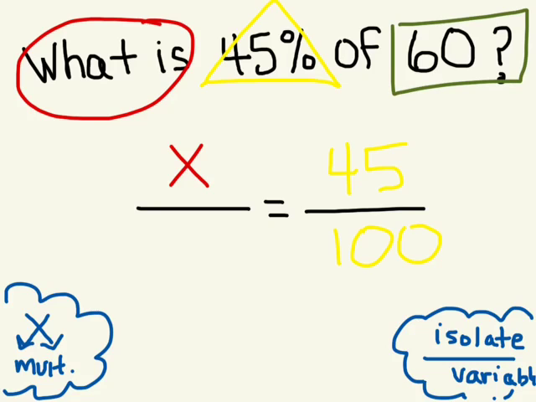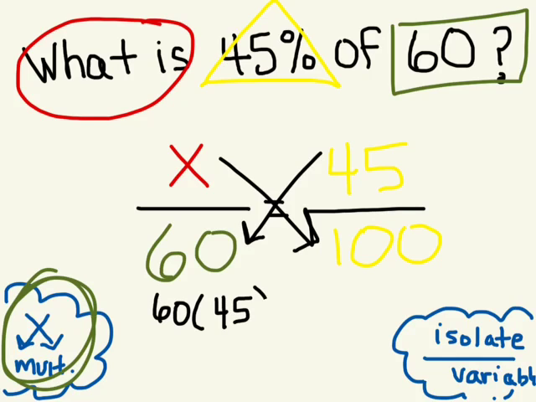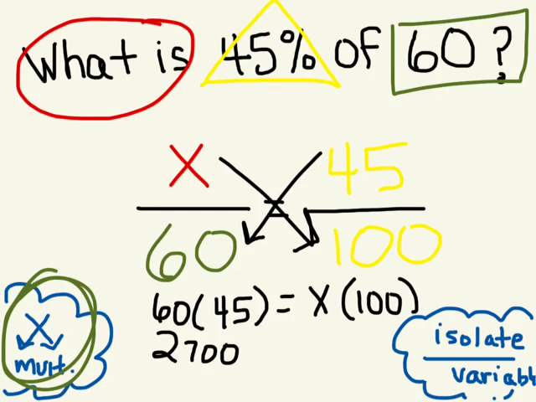So I've got my square. 60 goes on the bottom here. So my next step is cross multiply. Who wants to give it a try? Okay, let's cross multiply. Follow our arrows. So we've got 60 times 45 equals x times 100, which leaves us with 2700 is equal to 100x.